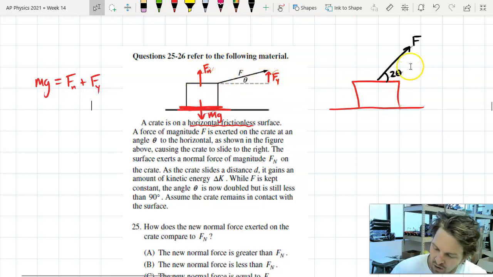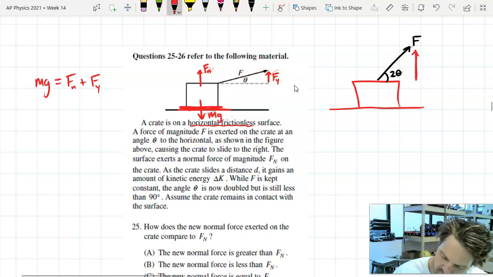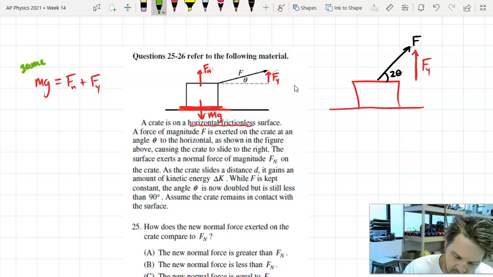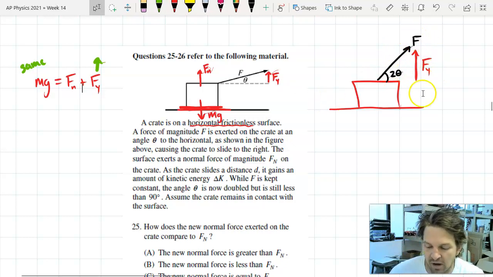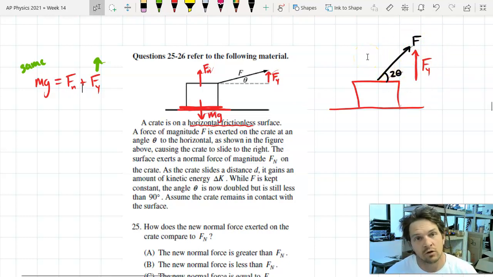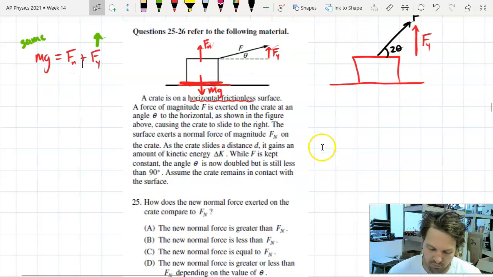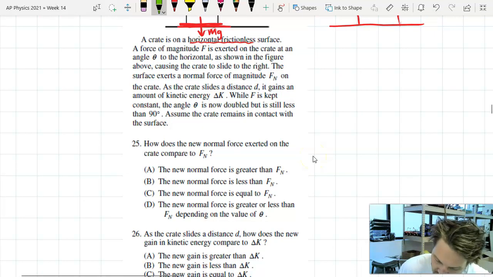Well, now when you double this angle, this y component gets a lot bigger, right? So this number stays the same. This number got bigger. So the normal force from the ground doesn't have to support as much weight of the box, because now there's more of the box's weight getting supported by this upward pull. So the normal force from the ground is actually going to get smaller. It doesn't have to hold up as much weight because this is getting pulled up more. So the new normal force would be less than the old one.